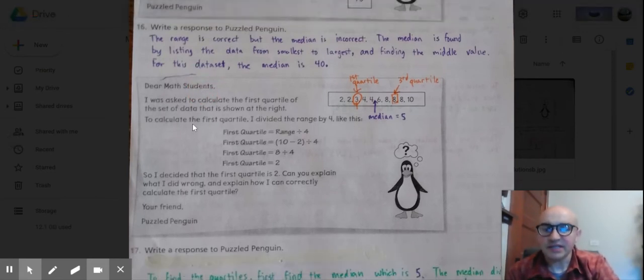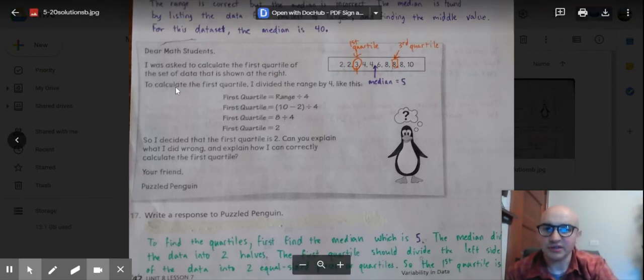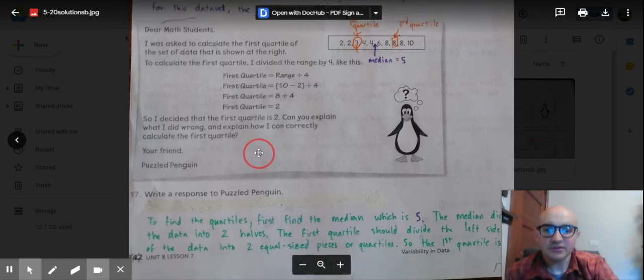Here's the second part. I was asked to calculate the first quartile of the set of data that's shown on the right. To calculate the first quartile, I divided the range by 4, like this. So range divided by 4, 10 minus 2, okay, that is the range. 8 divided by 4, and then Puzzle Penguin came up with the first quartile is 2. And that isn't correct.